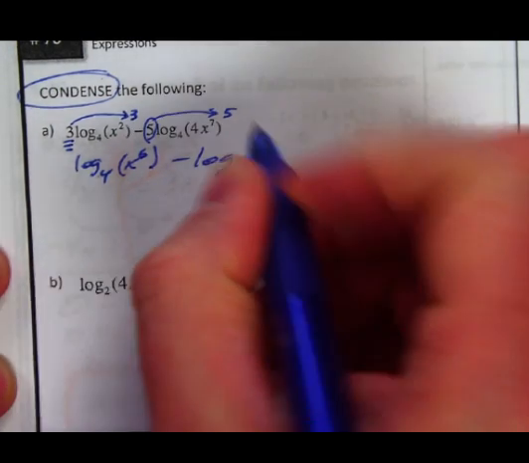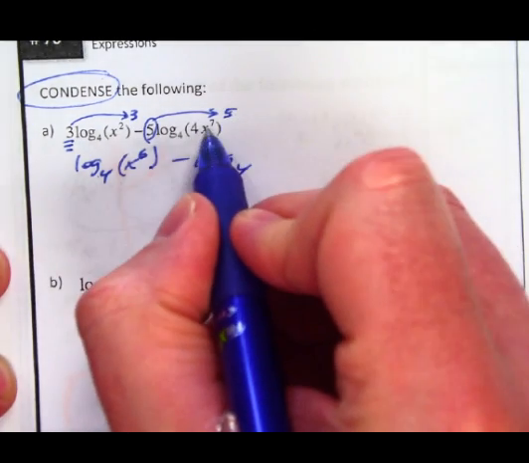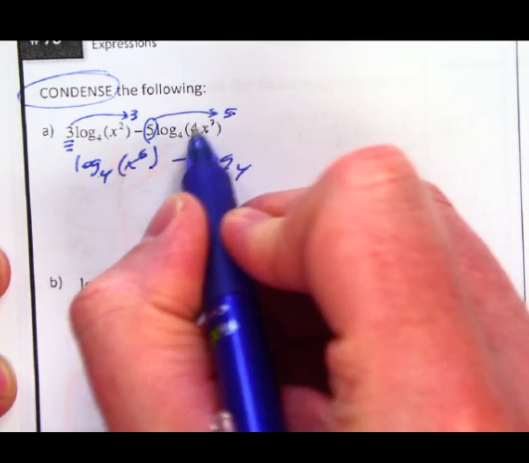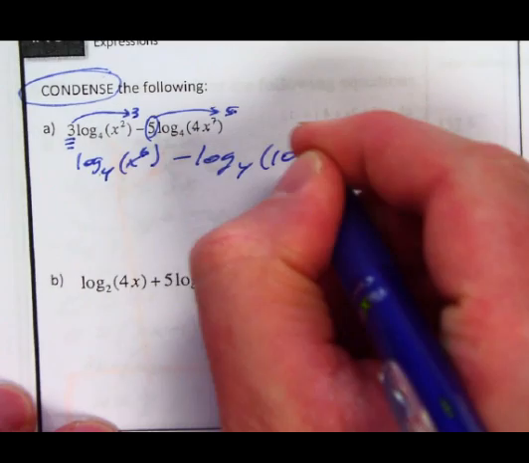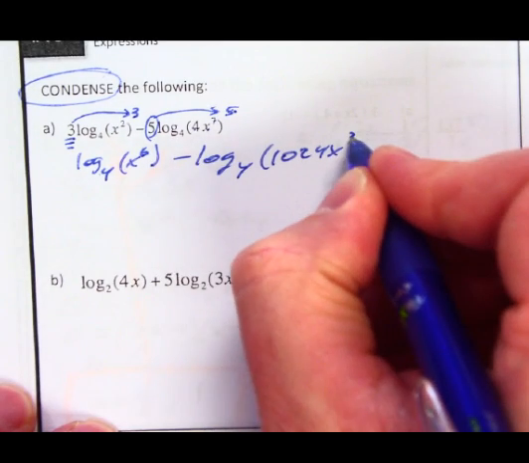Minus log base 4 of, now I've got 4 to the fifth power and x to the seventh to the fifth power. Well, 4 to the fifth power, that's kind of a big number. That's 1024, so 1024 times x to the 35th.